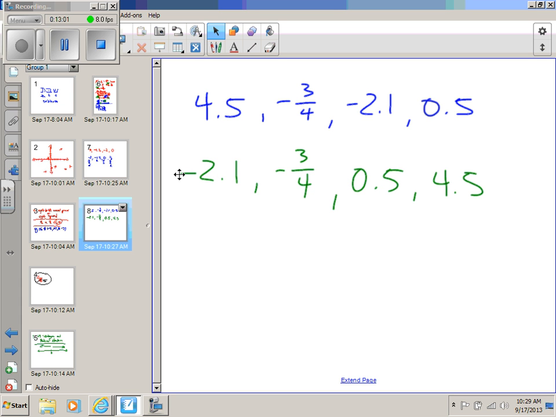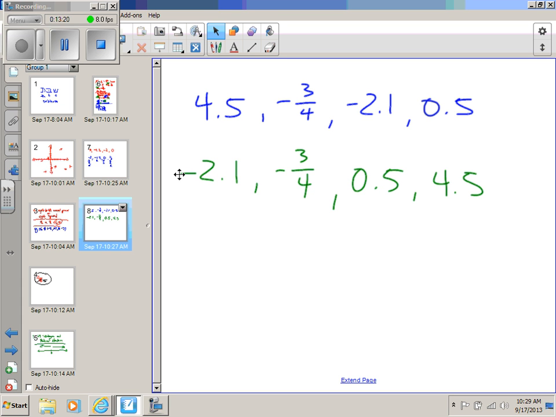Opposites. Opposite of a positive 4. Opposite of a positive 8. Opposite of a negative 100. Any questions on opposites?